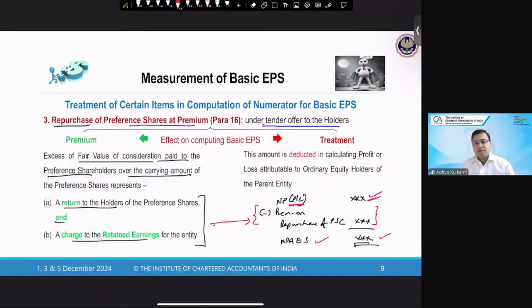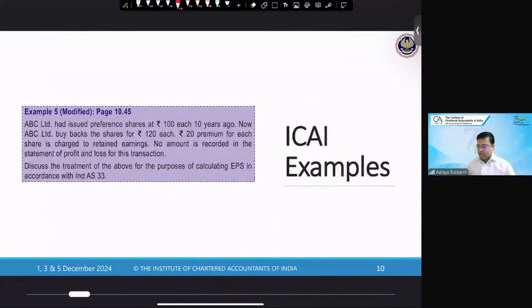No, sir. Nisha, clear? Clear, sir. Okay, Jeannie confirm. Nisha, treatment part is clear. Okay, Mansha is clear. Okay, fine. Thanks. So that takes care of repurchase of preference shares.